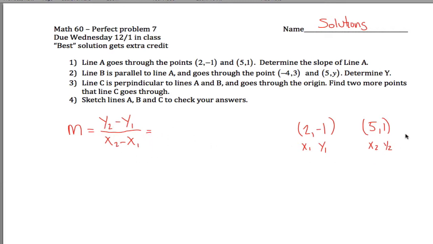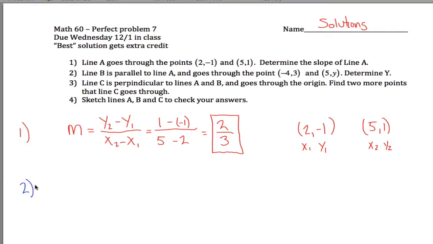Y2 is 1 and y1 is -1, so I want 1 minus -1. And then x2 is 5, minus x1, which is 2. So 1 minus -1 is the same as 1 plus 1, which is 2, and 5 minus 2 is just 3. So this line has a slope of 2/3. And that's all of part 1.